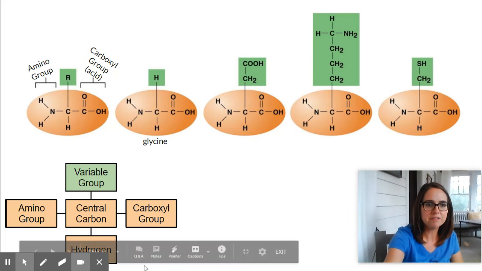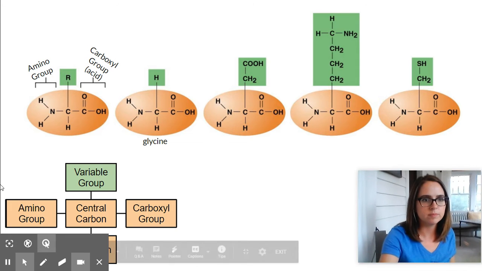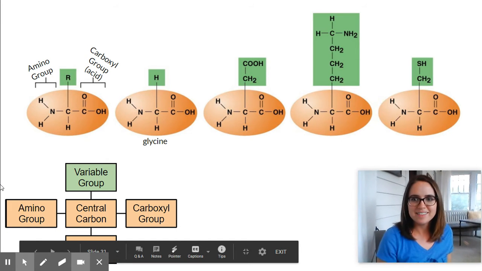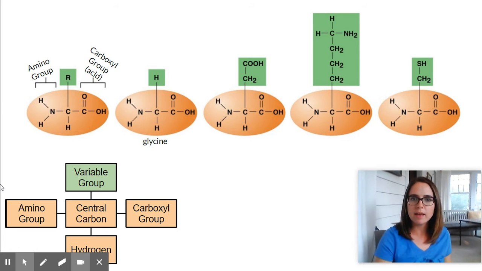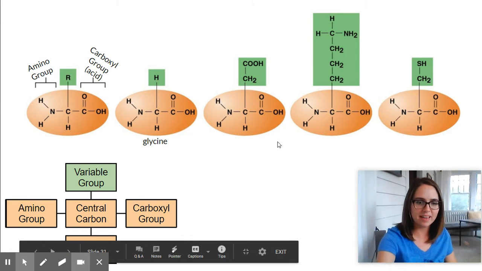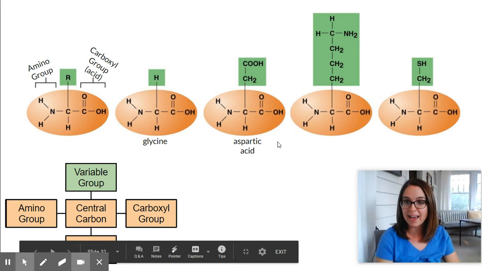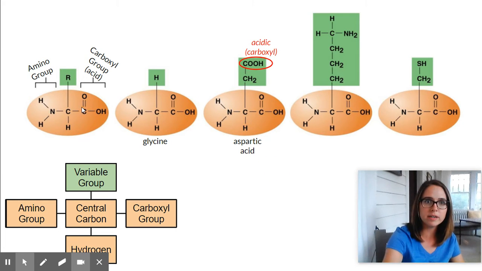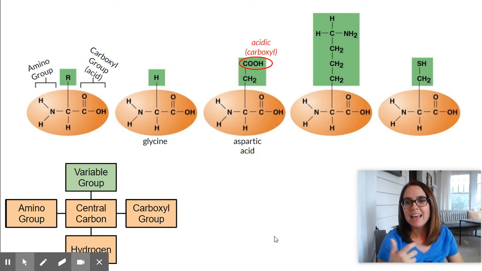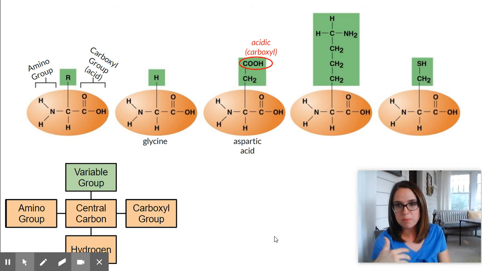Then we have the next one, our acid, right? Aspartic acid, and it has a carboxyl group on it, COOH, just like over here, our carboxyl group, which makes this amino acid more acidic. And so it has a characteristic of being more acidic, and that's a unique property to it.